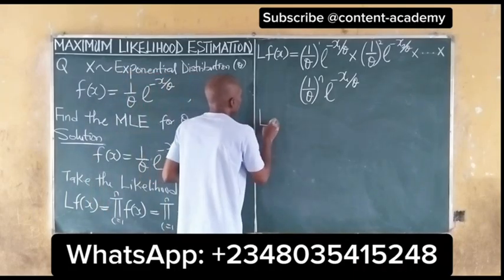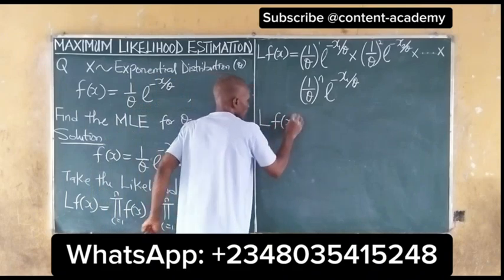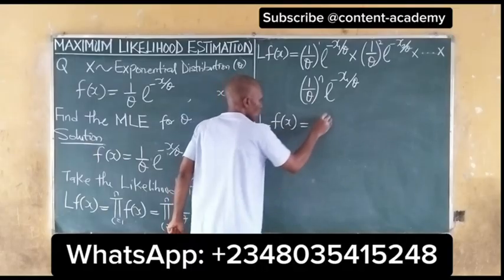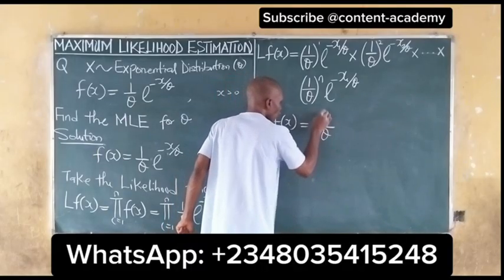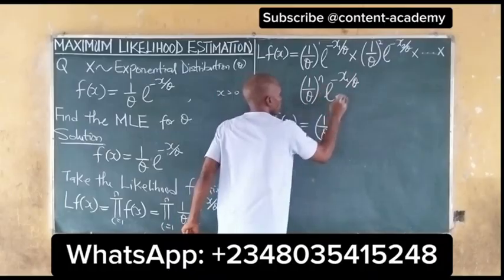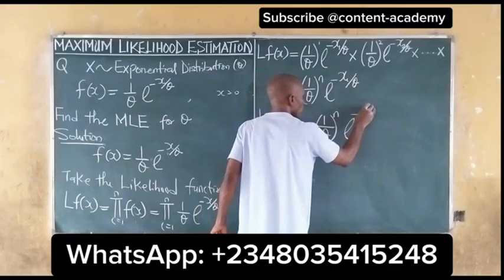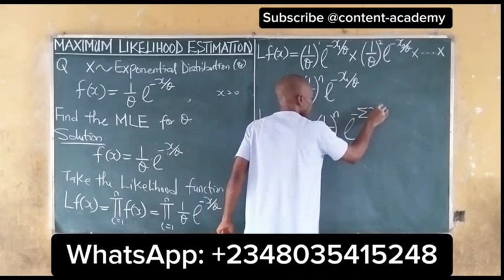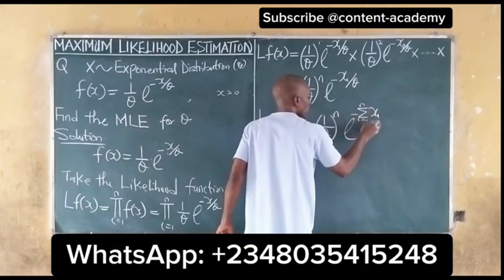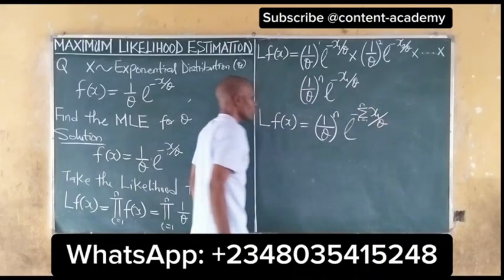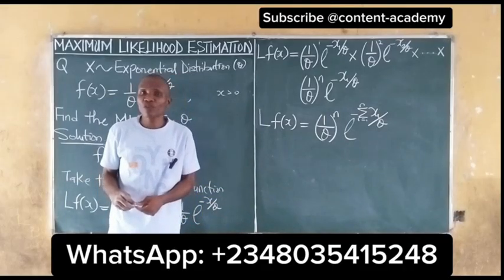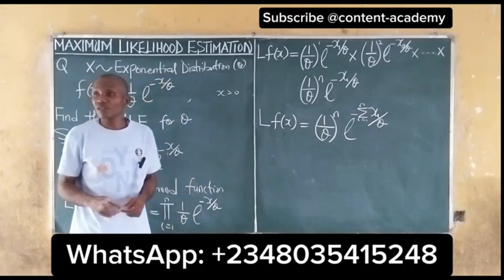So we can write our likelihood function to be equal to 1 over theta to the n, and if you take the product of the exponentials, we have the summation of xi as i running from 1 to n over theta. So this is what we get when we take the product of the given distribution.